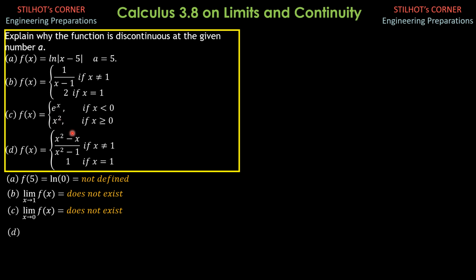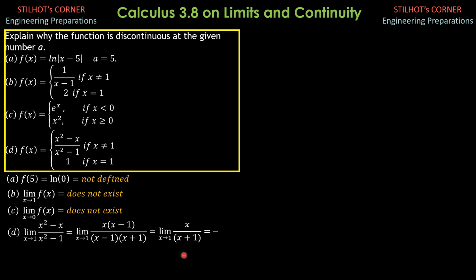Then third, the limit of x squared minus x over x squared minus 1 as x approaches 1. So we factor out x in the numerator. So the limit of the quantity x times x minus 1 over x minus 1 times x plus 1. We can cancel x minus 1. So that would be the limit of x over x plus 1. So when x approaches 1, this is 1 over 1 plus 1, so 1 half.